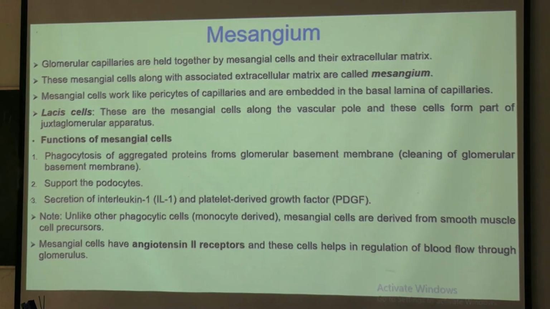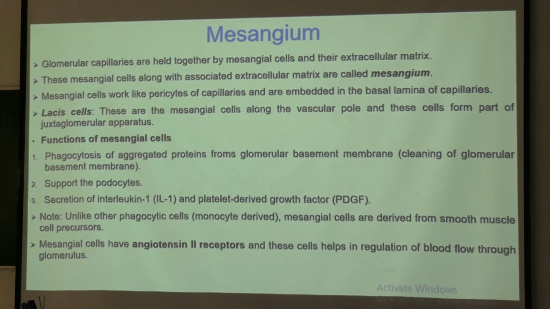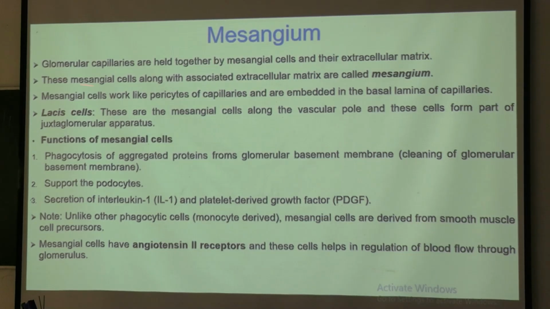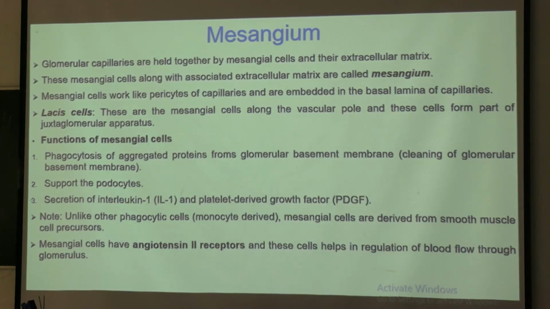So, mesangium. Glomerular capillaries are held together by mesangial cells and their extracellular matrix. We have seen mesangial cells, and these mesangial cells along with the associated extracellular matrix are called mesangium. Histology of kidney is an important short note. Histology of kidney can come, so you practice a schematic diagram.